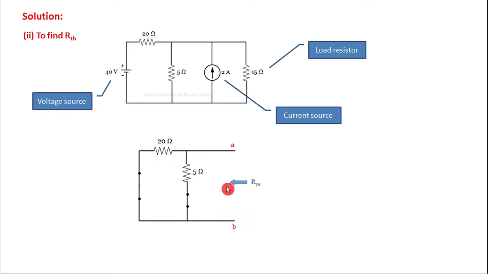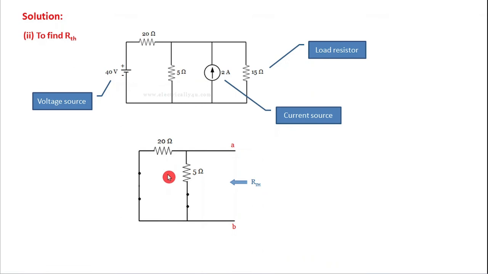So in this circuit, here there is a load resistor which we have removed, and here there is a 40 volt voltage source which we have removed and placed as a short circuit, and here there is a current source which we have removed and it is kept open. Okay, so this is the final circuit. Now in this circuit, we have to obtain the R Thevenin across the points A and B.